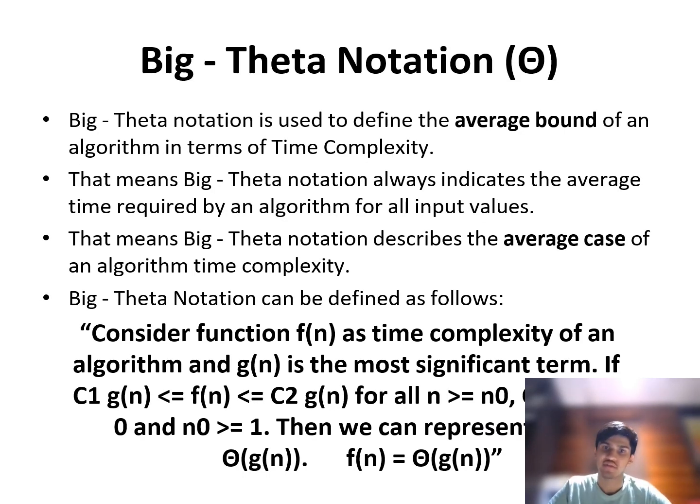And the last notation we have is big theta notation. This is used to define the average bound of an algorithm in terms of time complexity. That means it always indicates the average time taken by an algorithm for all input values. That means big theta describes the average case of algorithm time complexity.